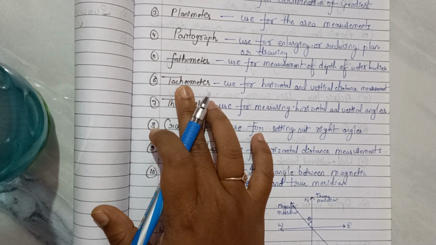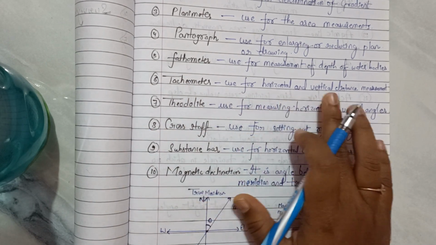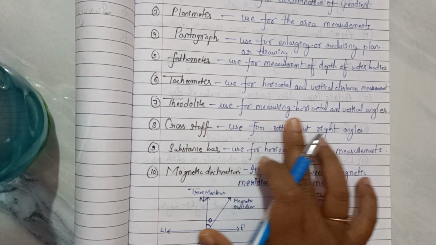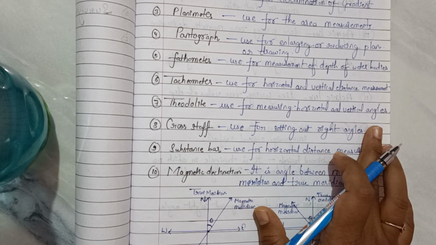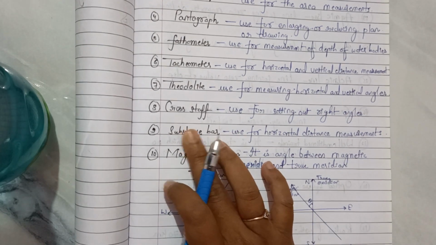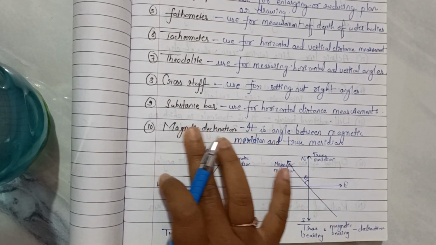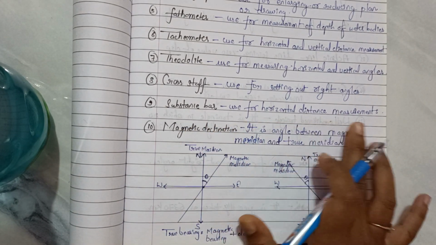Remember this, that tachymeter is used for horizontal and vertical distance measurement, and theodolite is used for horizontal and vertical angles. Cross staff is used for setting out right angles. Substance bar is used for horizontal distance measurement.